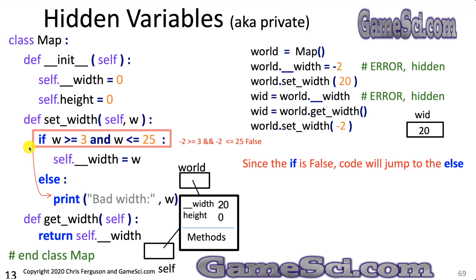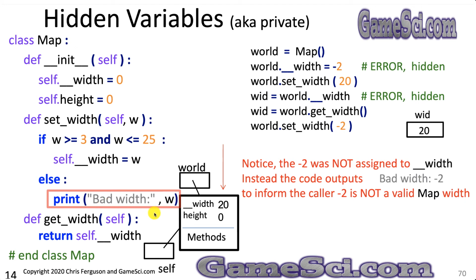Since this statement ends up being false, it will skip the indented code under the if and go to the code in the else. When the if is false, code will jump to the else. And that's exactly what's happening here. Do not change the width to a negative value. It'll print out bad width and tell you what the bad width was. Notice that the -2 was not assigned to __width. Instead, the code outputs bad width -2 to inform the caller -2 is not a valid map width. Look here in our object. Our valid width of 20 is still there. It was not replaced by -2.